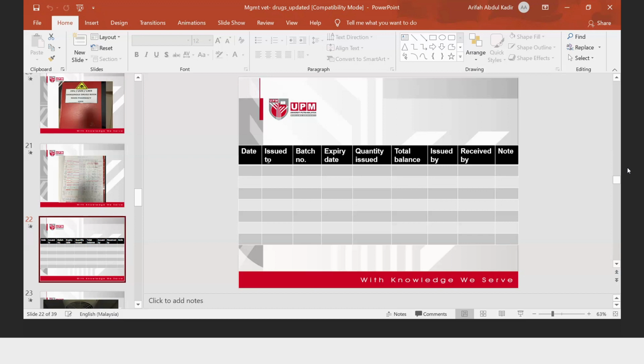Okay, so the columns. These are the details that need to be put in. The date, issued to who, the batch number, the expiry date, quantity issued, the balance, issued by whom, to who and by whom must be written in this book, and then who received the drug, and any notes can be written at the side. So these are the details that need to be filled in for dangerous drugs.